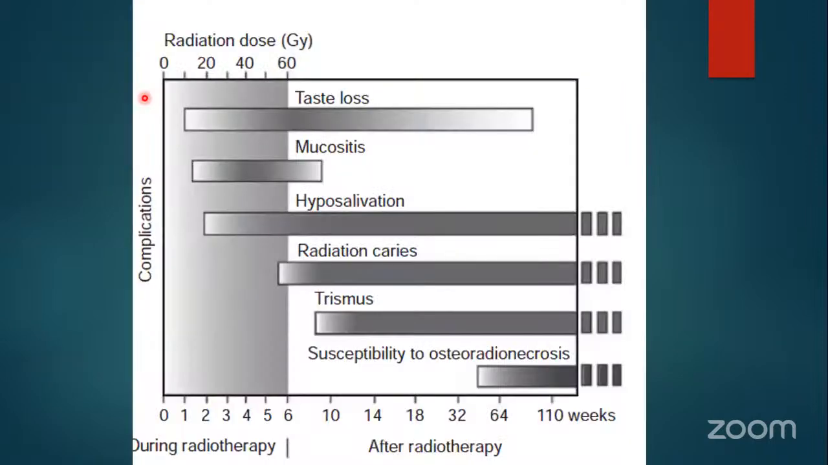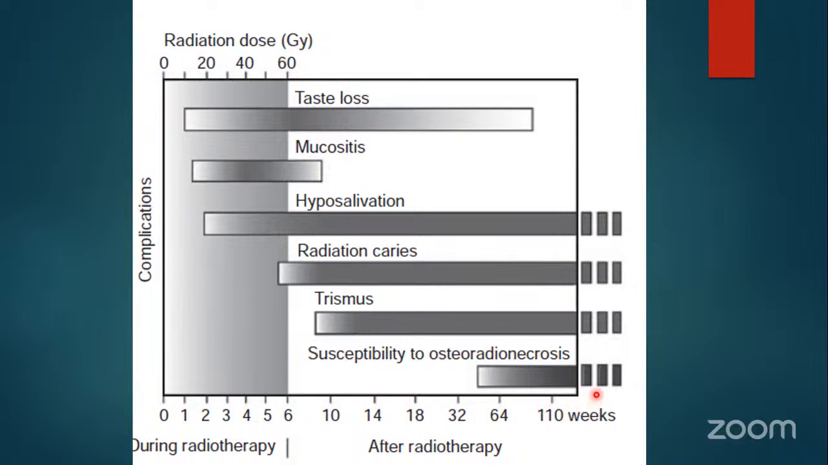So these are the side effects that take place because of radiotherapy. You can see there is taste loss, mucositis or stomatitis, hyposalivation or xerostomia in certain cases, radiation caries, trismus, and susceptibility to osteoradionecrosis. On this chart, this axis indicates the dosages of radiation, and this indicates the duration of therapy. You can see the timeline, which occurs first, and which is reversible and which is not reversible.